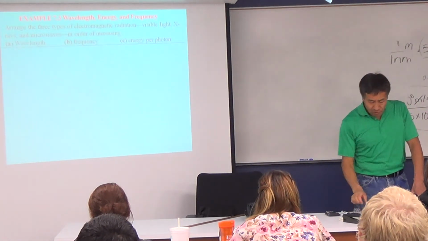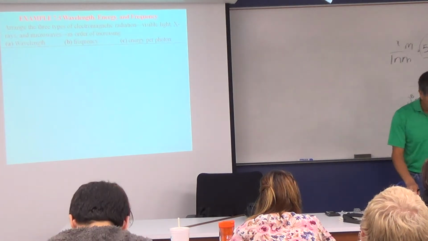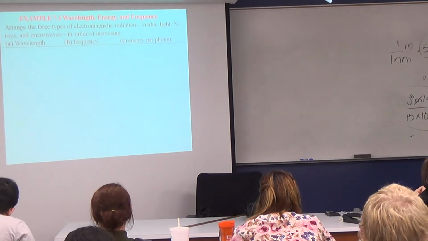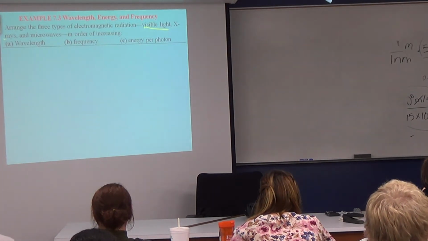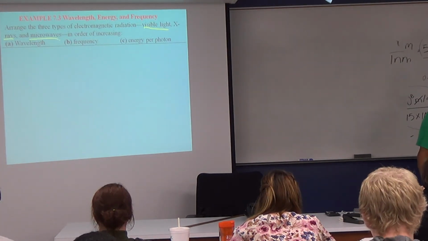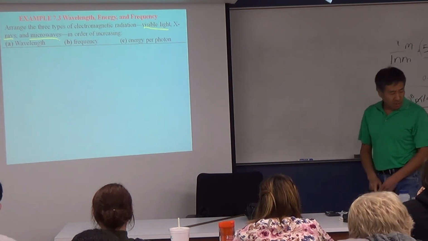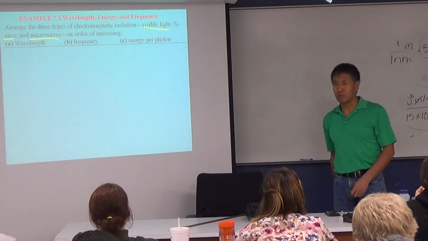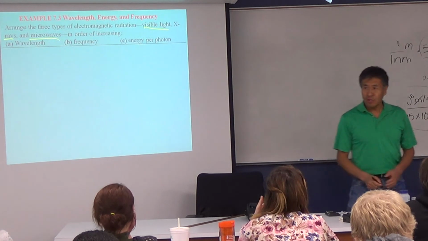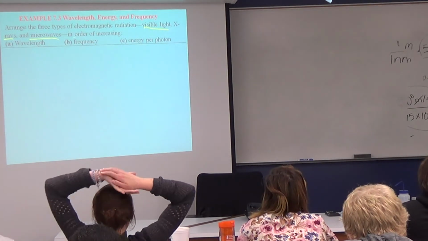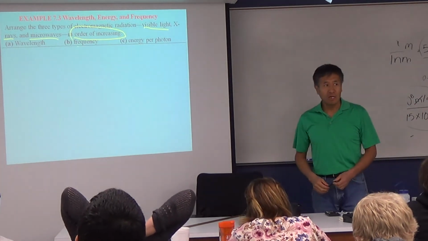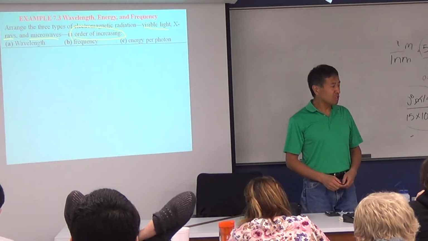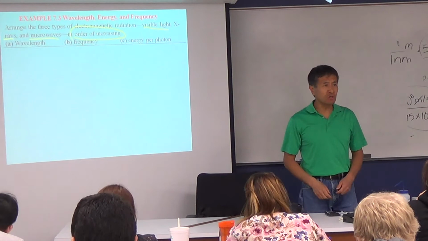So those are very trivial. I said this kind of silly question. I give you three forms of radiation: visible light, X-ray, and microwave. And then I ask you to put them in some order. You will see those ordering problems in this chapter and the next chapter quite often. Just know what we mean by increasing order or decreasing order.